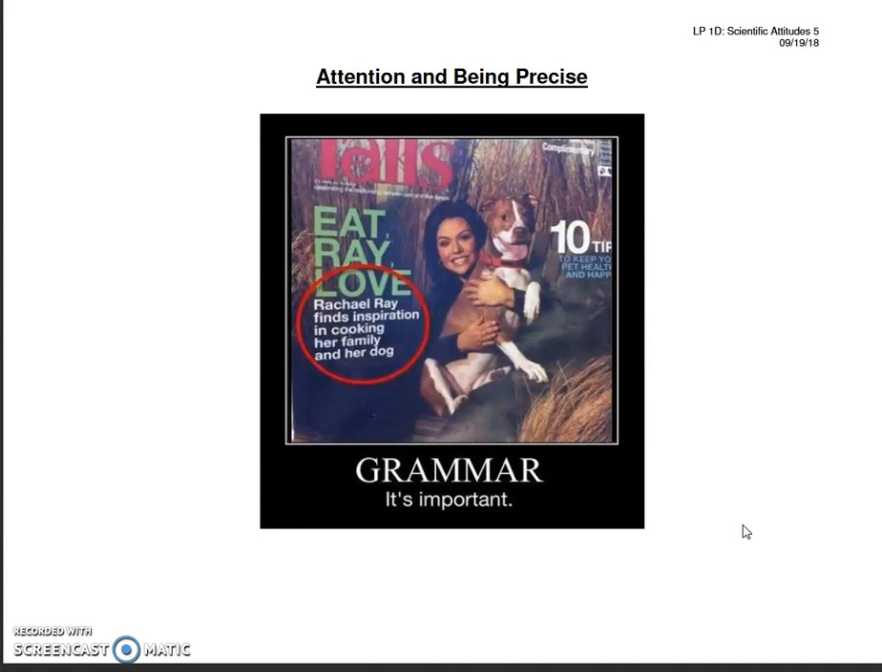So, "Eat, Ray, Love. Rachel Ray finds inspiration in cooking, her family and her dog." I'm guessing that's not really what Rachel Ray thinks. And in this, again, the point is that precision is important. Being able to make sure that the commas are there is important.